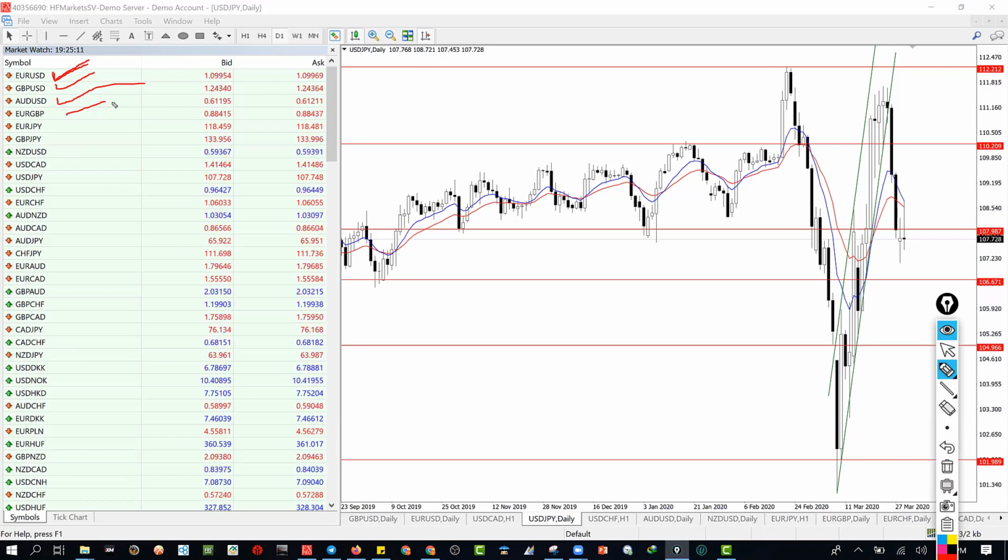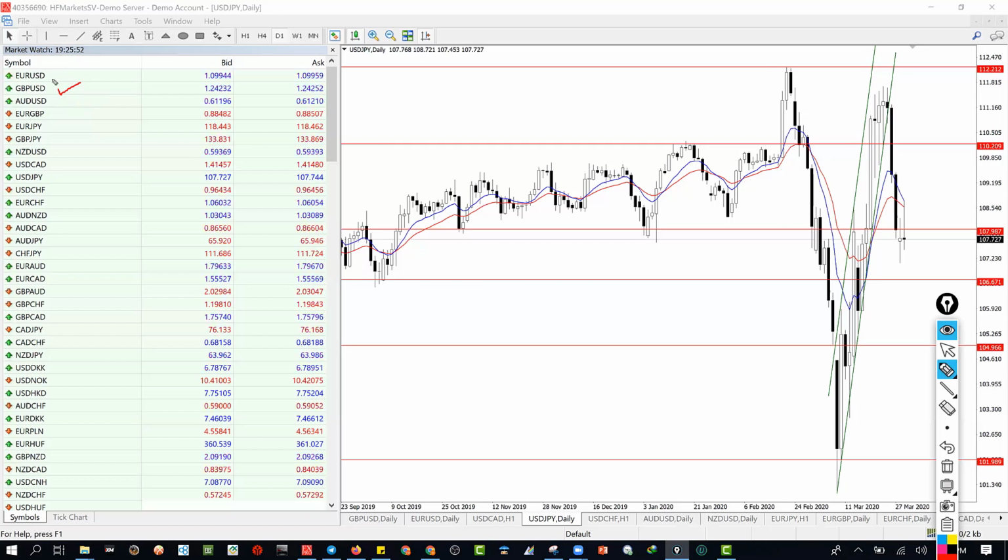I have a question, Alan. The currency euro against the pound, is it a major currency pair? No. The major currency pairs are currencies paired against the American dollar. Always against the American dollar. The euro against the pound is not a major pair.